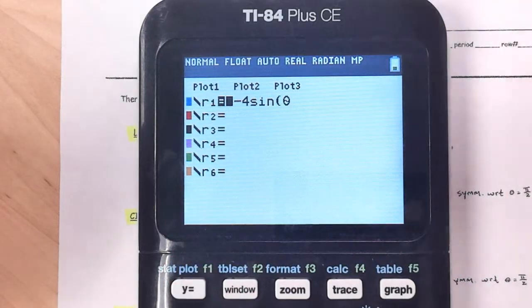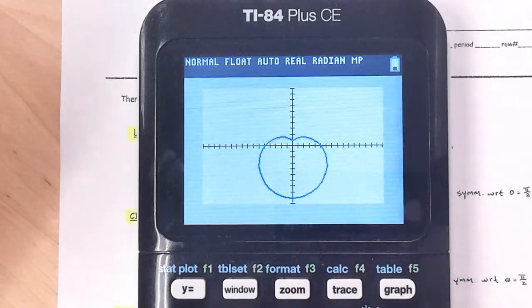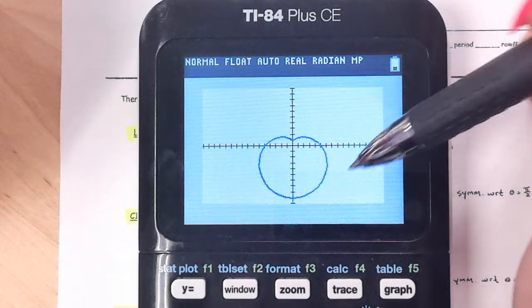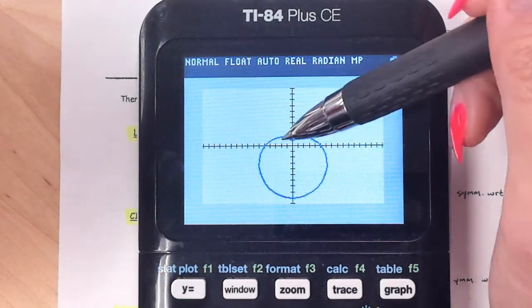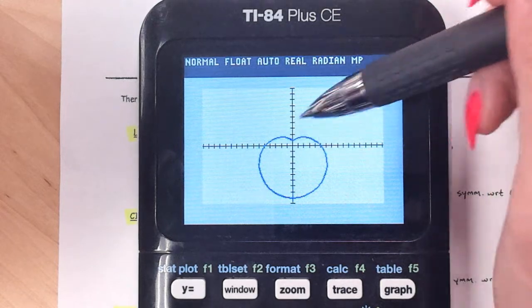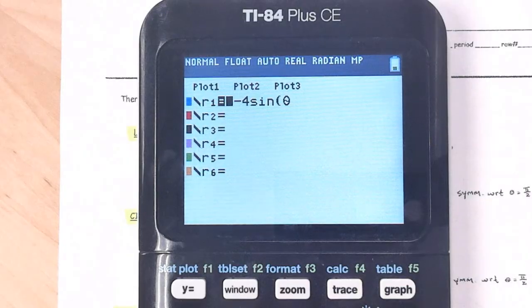What do you think would happen if this was a positive and a cosine? Where do you think all the major stuff would be happening? A positive cosine would be right here. It would basically be a rotation. It would be right here, and then there'd be the little dimple over here, and then it'd go out this way. So you can see where things are going to lie on your graph.